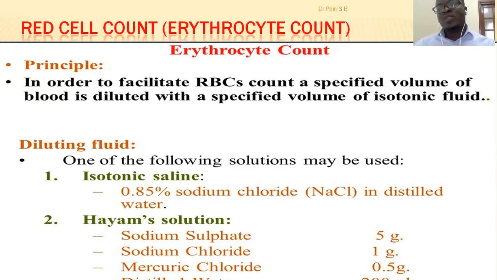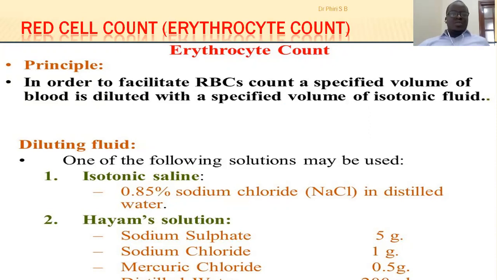So it won't become smaller, it won't shrink. Why? It's because you're not losing water from the cell to the solution, neither are you gaining fluids from the solution into the cell for it to become bigger. So the cell will maintain its shape. That's why you use isotonic fluid for diluting red blood cells for the purpose of counting.